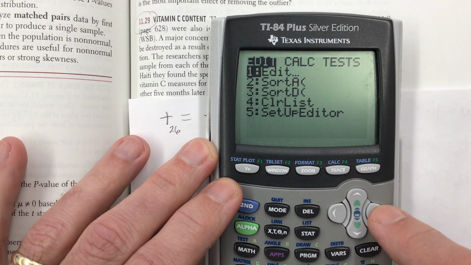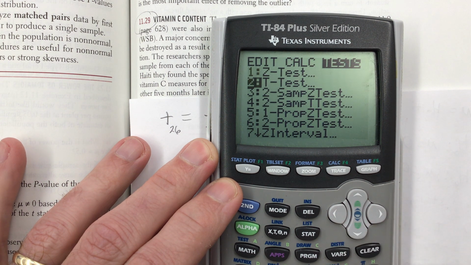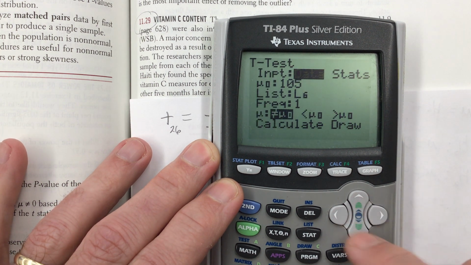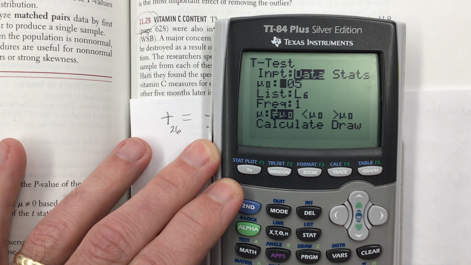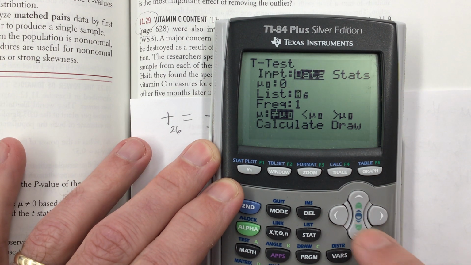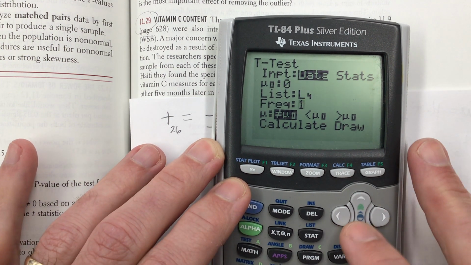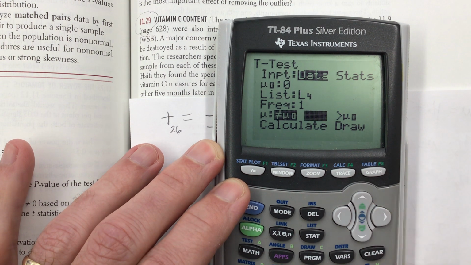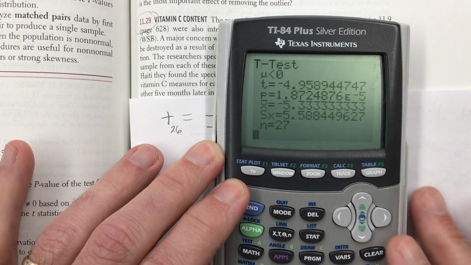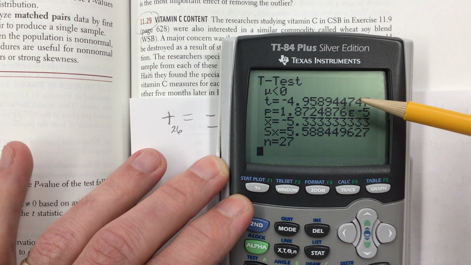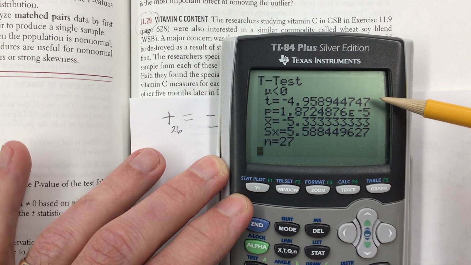Okay, now here's how you can get the accurate result. We do, of course, have a test feature. This is a t-test. And we do have the data. Our null hypothesis was 0. This was in my list 4. And I was doing a left tail test.